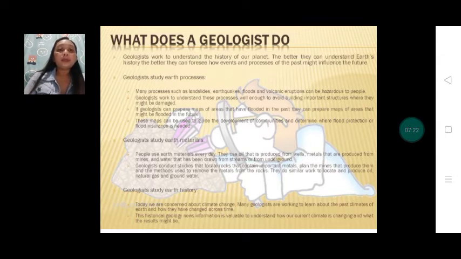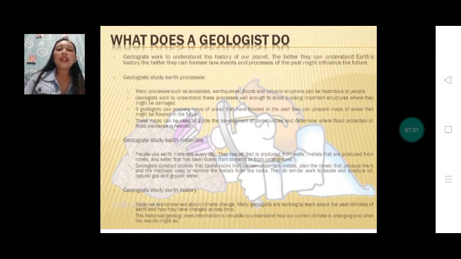So meaning to say, if they can prepare maps now, then they can also prepare maps so they will know which areas are dangerous and flooded, so they might know where it can be in the future. So these maps can be used to guide the development of communities and determine where flood protection and flood insurance are needed.